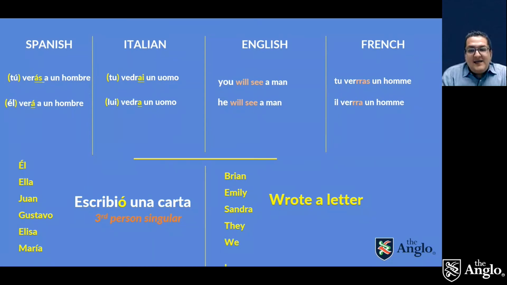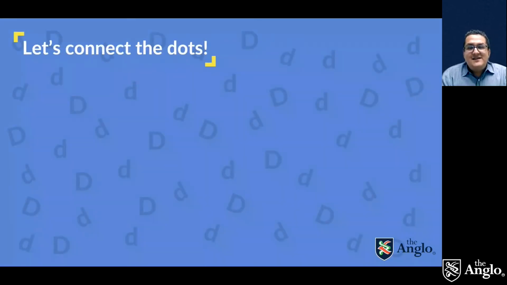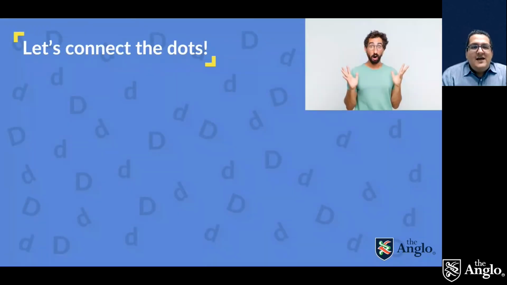It could be we, it could be I wrote a letter. They all have the same verb form, which makes it difficult to figure out who the subject is. That is why English needs to have a subject all the time, okay? Let's start connecting the dots, everyone.